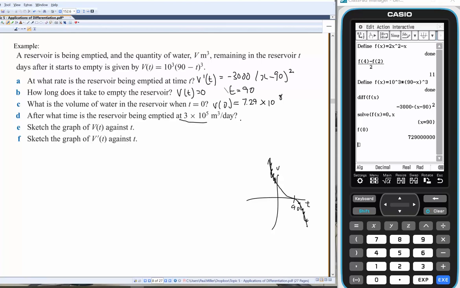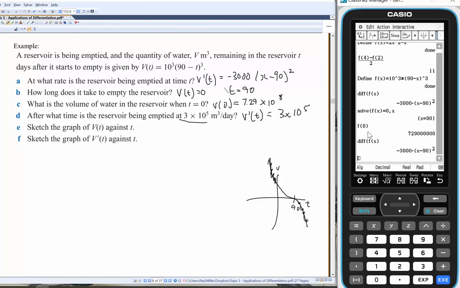After what time is the reservoir being emptied at this rate? Okay, here's a good question. This is when the rate of change, V dash t, is equal to this rate here. Now, I'm just going to do something incorrect here first of all and show you what's going to happen. So I want to know when the rate of change is this. So let's go ahead and solve it. I usually just diff it first. I know I've diffed it earlier, but I diff it again, and I say solve with the derivative equals 3 times 10 to the power of 5.